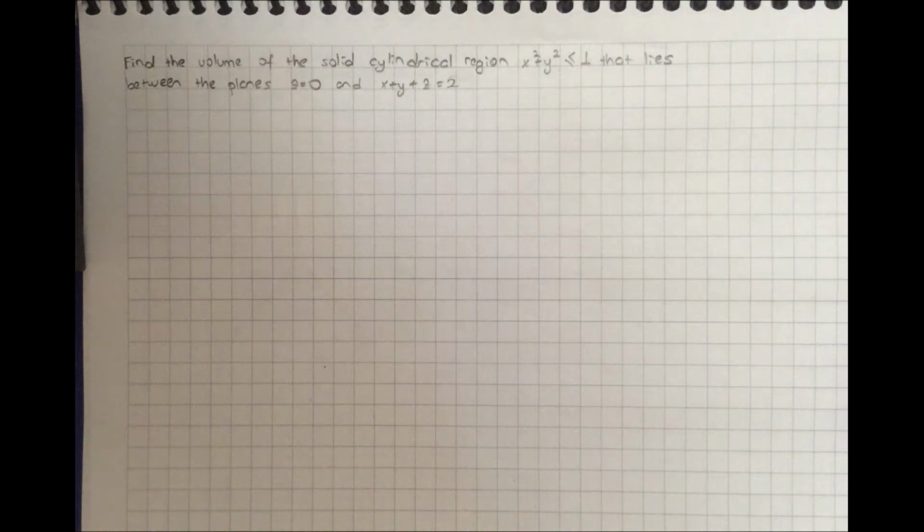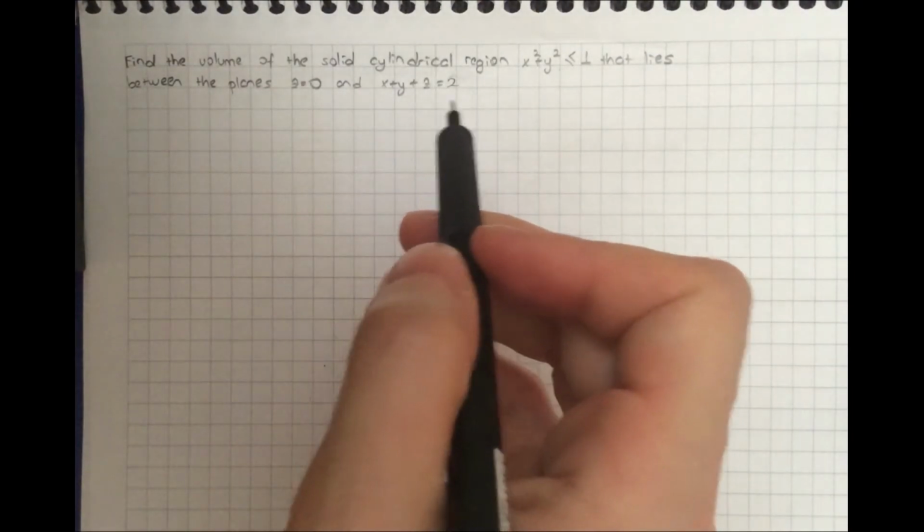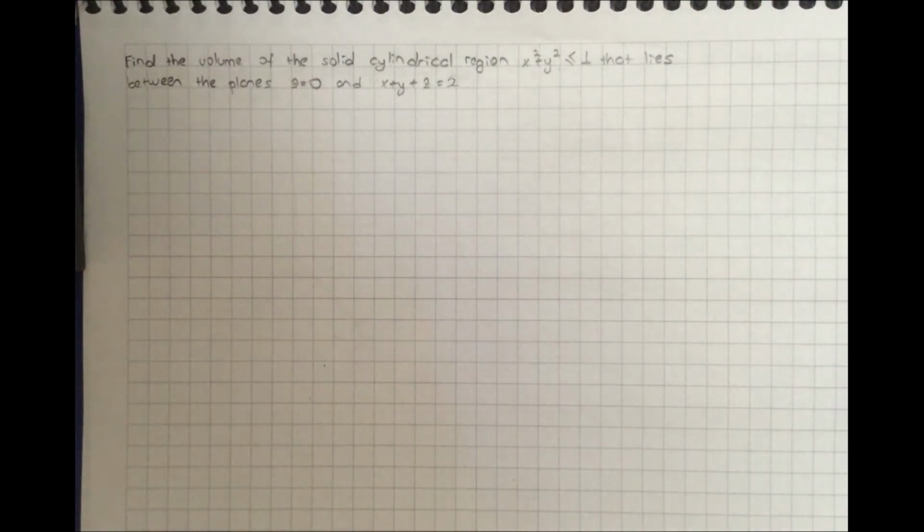The question is asking for the volume of the solid cylindrical region, and this region is given and it lies between the given two planes. So how can we solve this problem? The first thing that we have to do is write this region in cylindrical coordinates and then turn it into rectangular coordinates. Another thing that we have to consider is finding the radius.